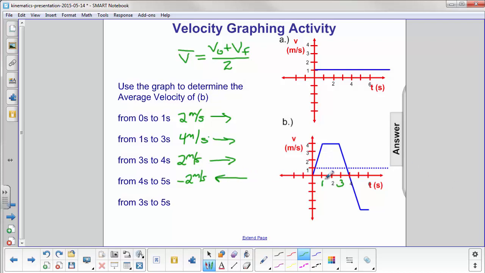One more, between 3 and 5 seconds. Well, at 3, that's 3 seconds, we started at plus 4 meters per second. At 5 seconds, which is this mark here, we're at negative 4 meters per second. So 4 plus a negative 4 is 0. So here, your average velocity is 0 meters per second. And this is kind of a special case of a vector. You don't have to put a direction there because it's just not moving.